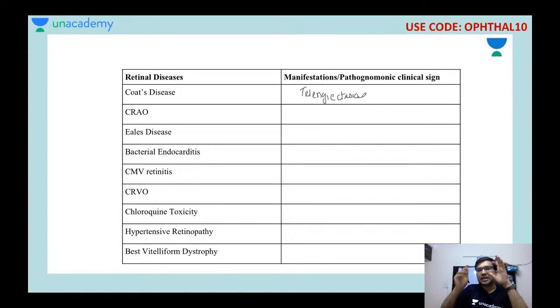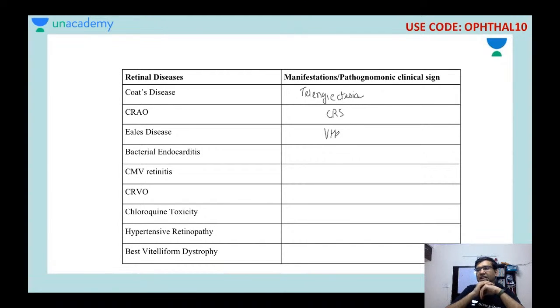Can you tell me the pathognomonic feature of CRAO, a specific spot which is seen in CRAO, which is pathognomonic of its appearance? So we have a cherry red spot. Okay, that is seen in CRAO. In Eales disease, what we see is vitreous hemorrhage. The patient may be having a recurrent vitreous hemorrhage.